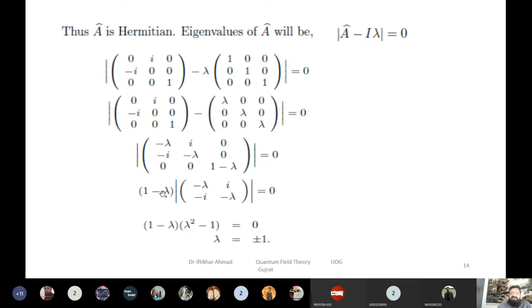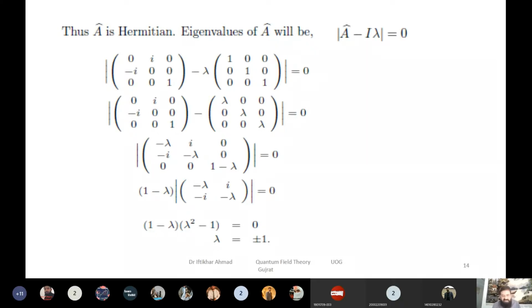You get 1 minus lambda into minus lambda, i minus lambda, and finally you get this. So 1 minus lambda into lambda square minus 1. So you can get two values from this expression and one value from this expression. It means lambda equal to minus 1 and lambda equal to 1. So lambda 1 is repeated here, because lambda has three values. Two values are repeated: one is lambda equal to 1, 1, another is lambda equal to minus 1.